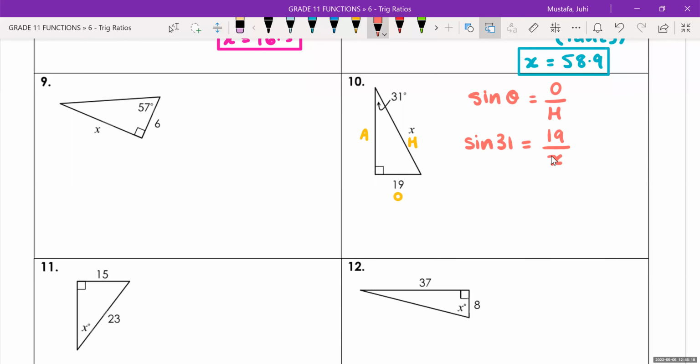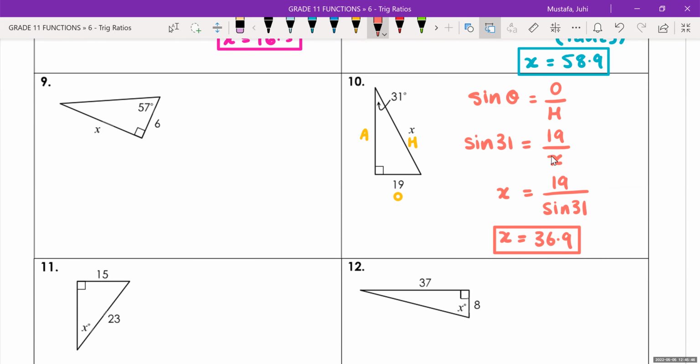So again, we have the x at the bottom. Now I'm just going to mentally say, okay, x goes beside the sine 31, and then the sine 31 comes to the bottom. So it's going to be x is equal to 19 over sine 31. And then for that, I get 36.9 centimeters, units, whatever it is. Did you guys get that? Are we all okay with this?